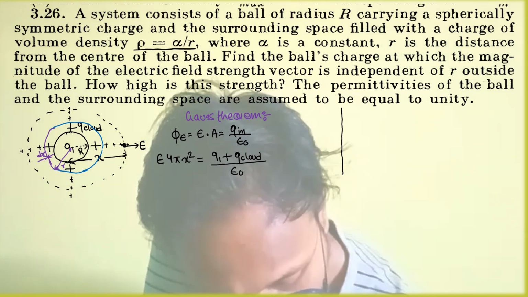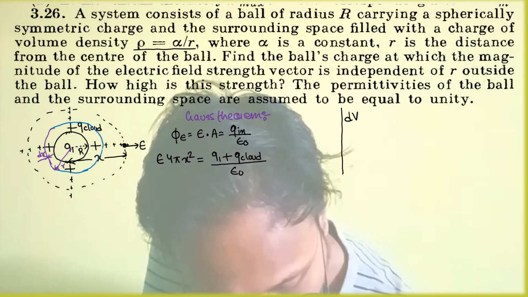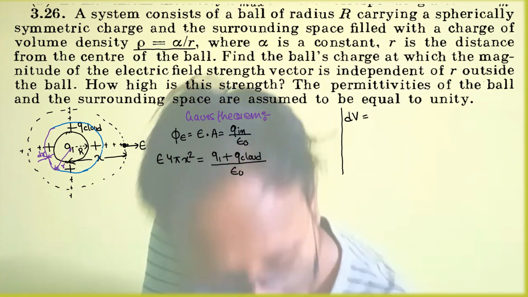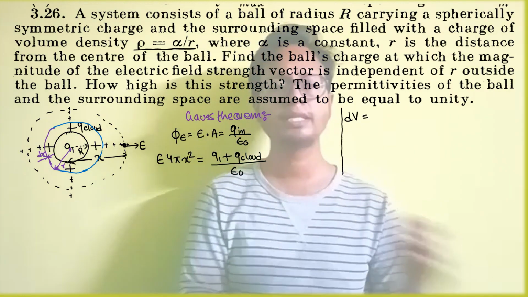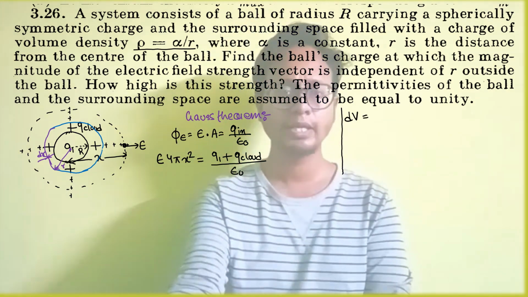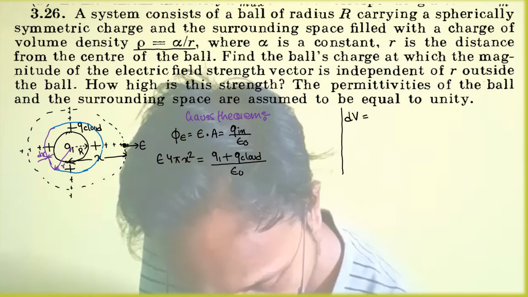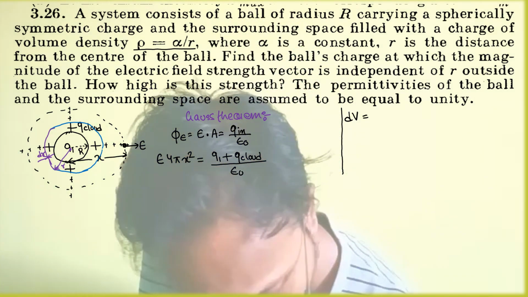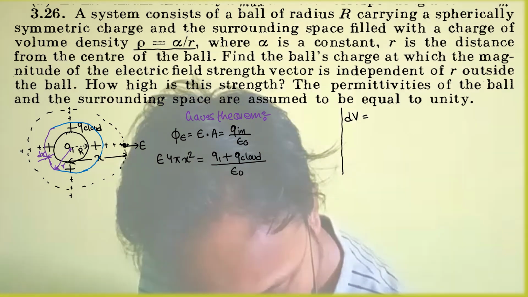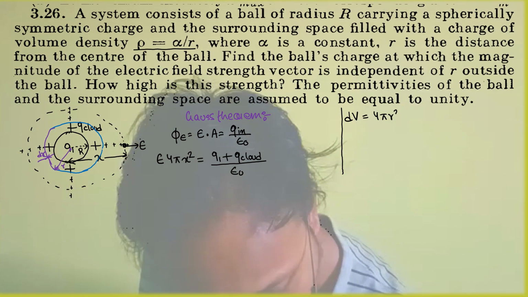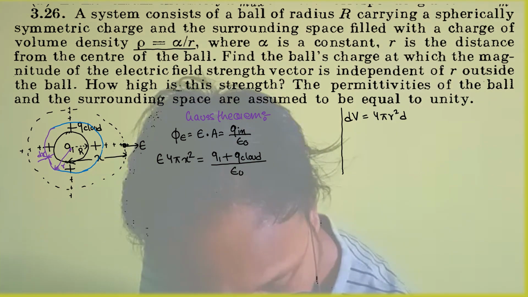Volume of the shell, or dV, is equal to the surface area of this elemental shell, 4 pi r square, into the thickness. So the volume of this elemental shell is nothing but 4 pi r square, the surface area of the shell, into the thickness of the shell, dr.